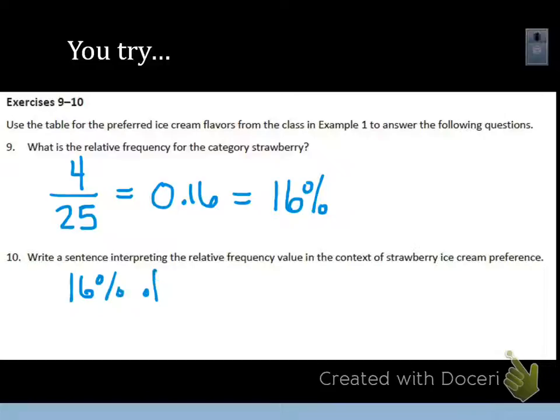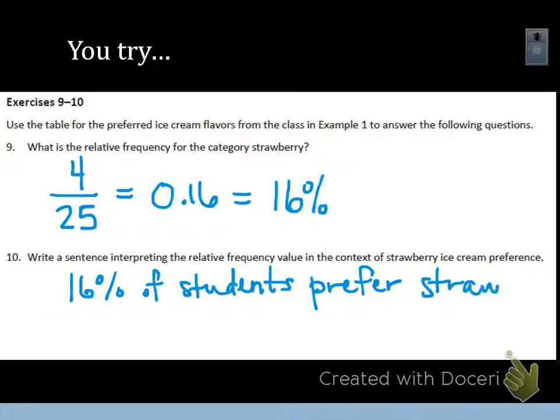16% of students prefer strawberry ice cream. Okay, so taking that fraction, I can get that percentage, and that can tell me what percentage of students prefer that.